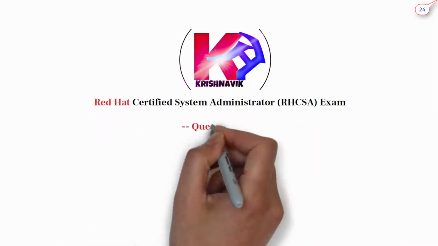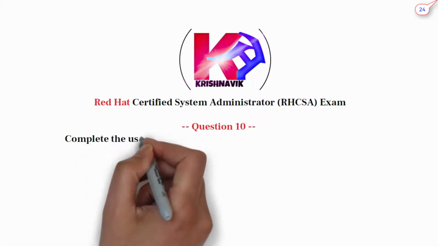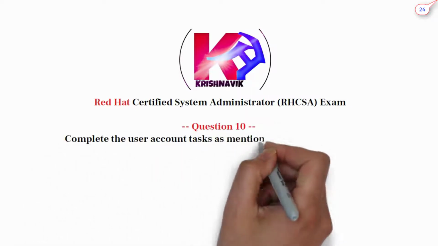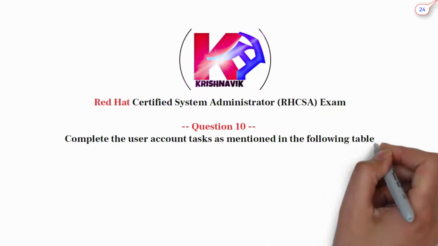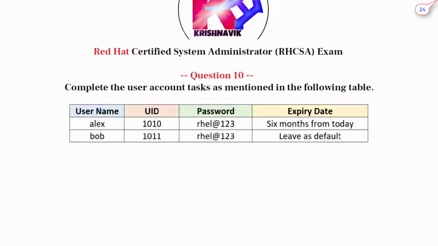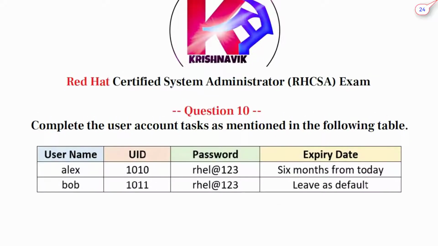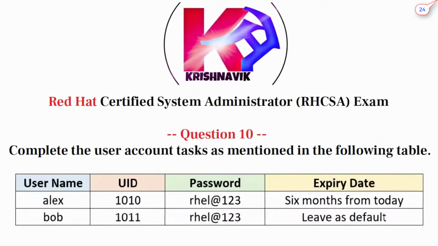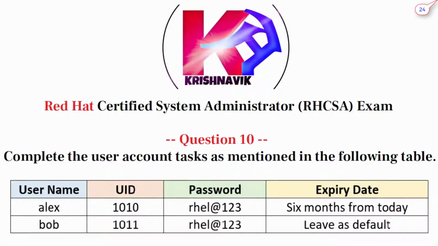Today's RHCSA question is: complete the user account task as mentioned in the following table. Username Alex, UID 1010, password RHEL@123, expiry date 6 months from today. Username Bob, UID 1011, password RHEL@123, expiry date leave as default.